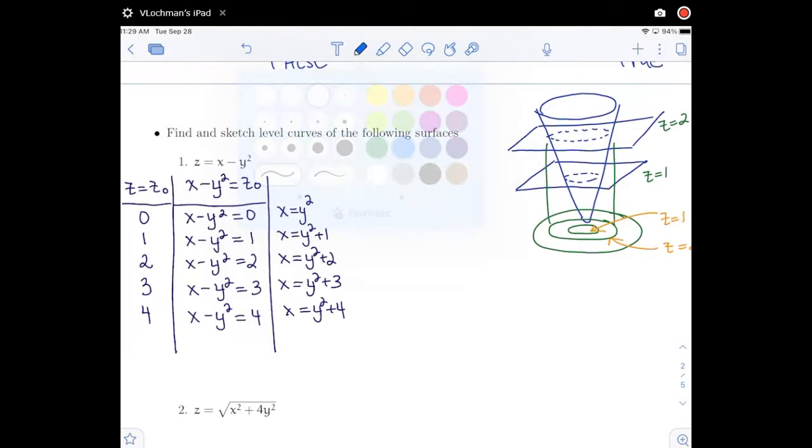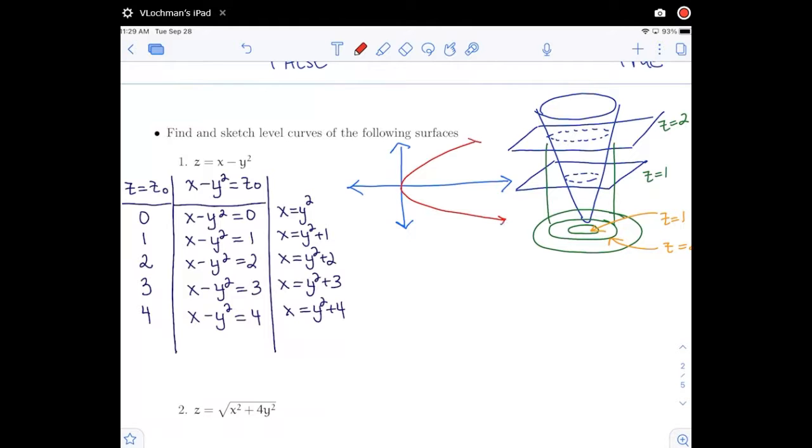Okay, so let's go ahead and sketch them, and we're going to sketch them in two different ways. Okay, when they're projected, this is what they're going to look like. x is equal to y squared. It's a projected curve. That's the parabola sitting right here. Okay, and then x is equal to y squared plus 1. So that's shifted 1 unit. And x is equal to y squared plus 2. That would be right here, and so forth.